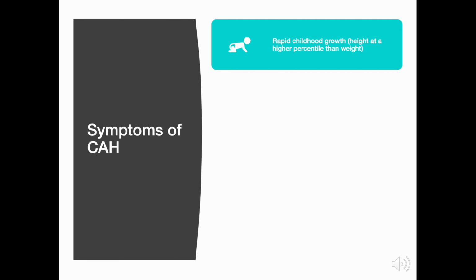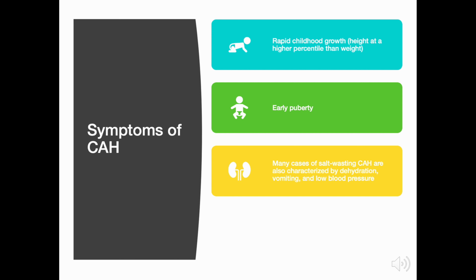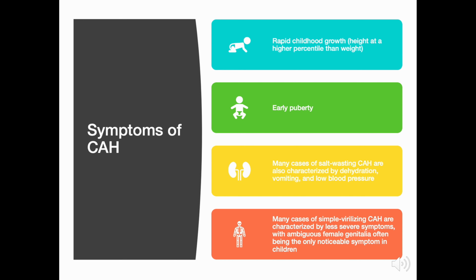Now, let's look at the symptoms of CAH. Rapid childhood growth, including height being at a higher percentile than weight for the child's age. Early puberty. Many cases of salt-wasting CAH are also characterized by dehydration, vomiting, and low blood pressure. Many cases of simple virilizing CAH, a less severe form of 21-OH CAH, are characterized by less severe symptoms, with ambiguous female genitalia often being the only noticeable symptom in children.